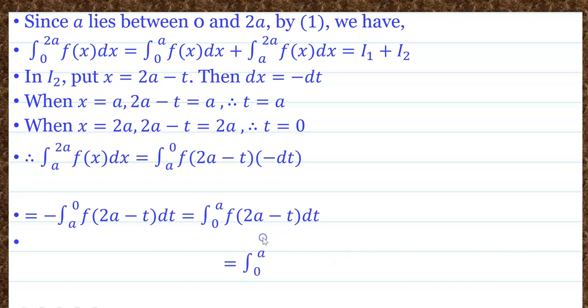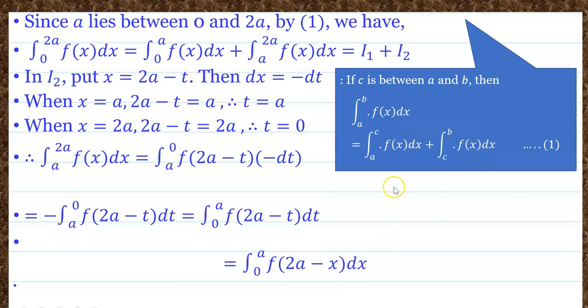Okay, now we will apply one more property here, change of variable. The limits are the same, the function is also the same. That is, here we will replace this t by x. Therefore, here you will get I2 is equal to integral 0 to a f of 2a minus x dx. And this is what we had to write here, integral a to b f of x dx, c lies between a and b. In a similar way, if a lies between 0 to 2a, we wrote it as 0 to a and a to 2a. I will show you that property here.